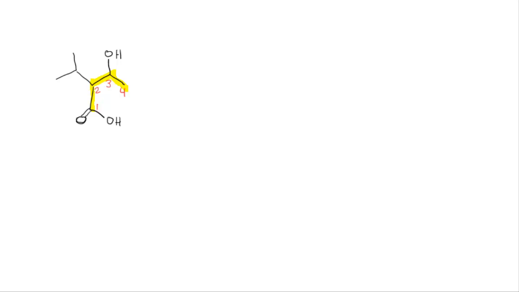Now we'll take a look at our substituents. We have an isopropyl group hanging off of carbon 2 and a hydroxyl OH alcohol coming off of carbon 3. This will be a 4-carbon long chain. For an alkane, it would be butane. To change the name to show that the molecule is an acid, I would drop the E in the ane suffix and replace it with oic acid. So the parent name of this compound would be butanoic acid.